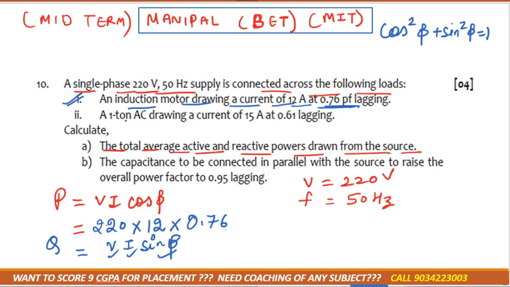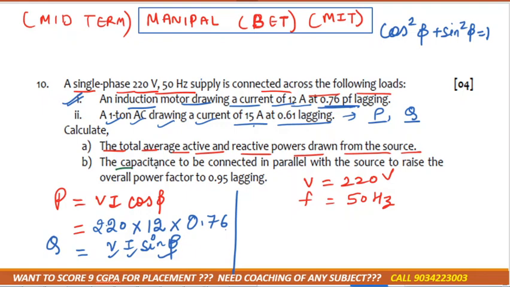First part done. Next is a second AC turn drawing a current 15 ampere and 0.61 lagging. From here also you will get active power and you will get reactive power. Voltage is given, current is given, and power factor is given. Right? Tell me, any doubt up to here?